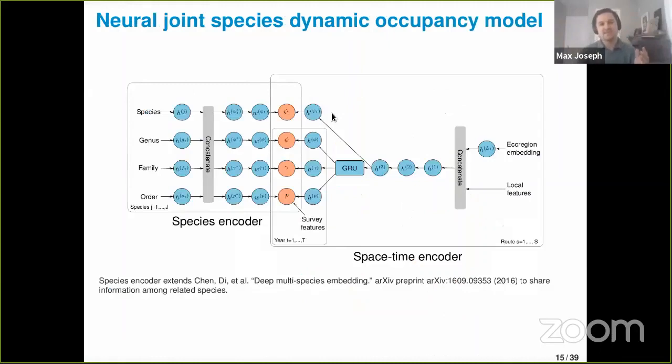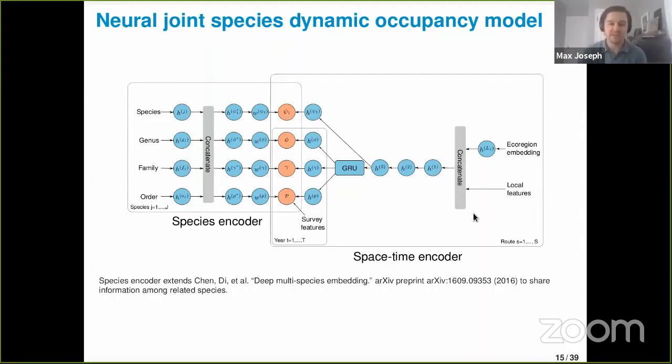And for this particular neural variant, this is what the architecture looks like. And there are two things that I'll highlight. On the left here is a species encoder. This maps species identities to species-specific weight vectors. And this extends the idea of deep multi-species embedding to share information among species that are in the same genus, family, and order. The second part that I'll highlight is a space-time encoder shown here on the right. And this combines regional, local, and potentially time-varying information into a set of spatiotemporally referenced latent factors, H. And the combination of these factors and these species-specific weights can be used to compute parameter values.